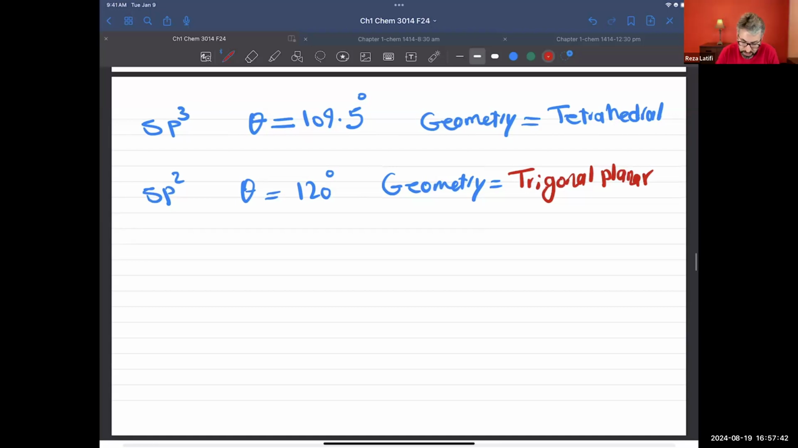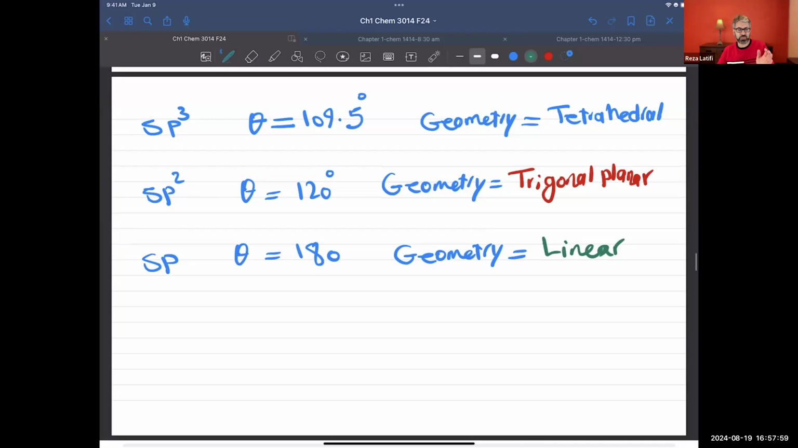And how about sp? Expected bond angle is 180. We expect the geometry to be linear. The sp3 hybridization is always trying to give you tetrahedral geometry. sp2 will be flat and trigonal planar, and sp will always be linear geometry.